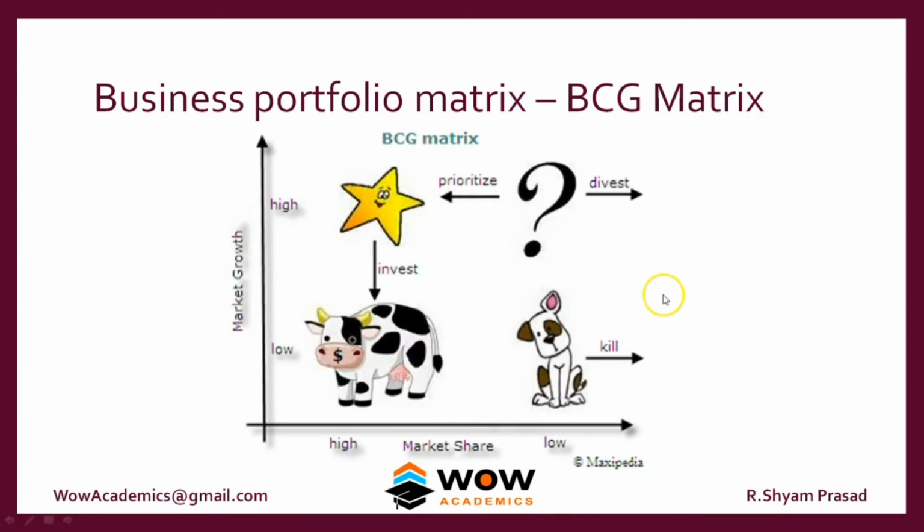The next one is the question mark. This is the trickiest element of all. If you look at the question mark, they have a low market share. Assume 100 shoes have been sold in the product category, and our company is selling only a few, for example 5 or 10 shoes. But the market for those kinds of shoes, something like an athlete shoe, is growing very fast.